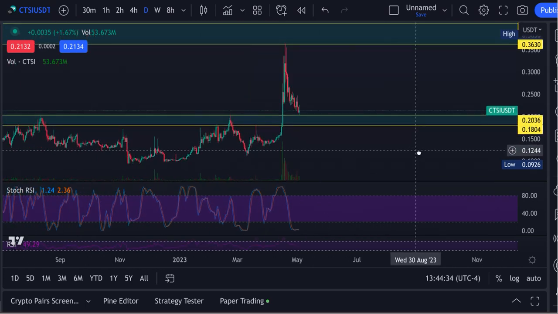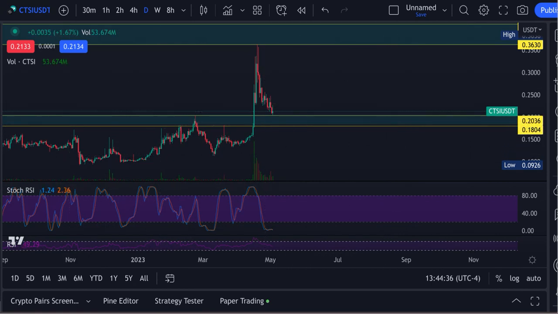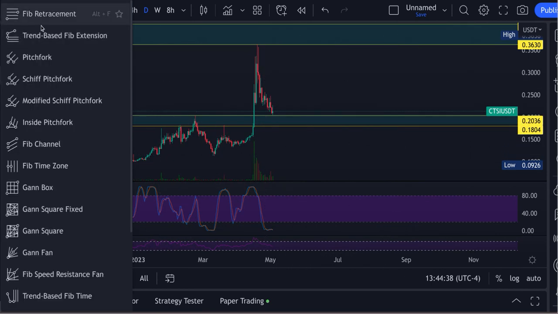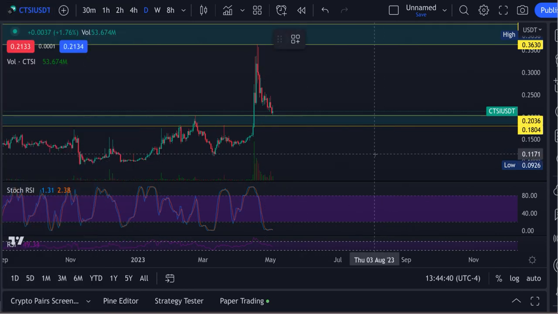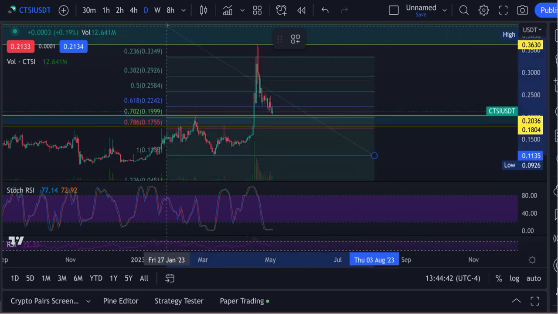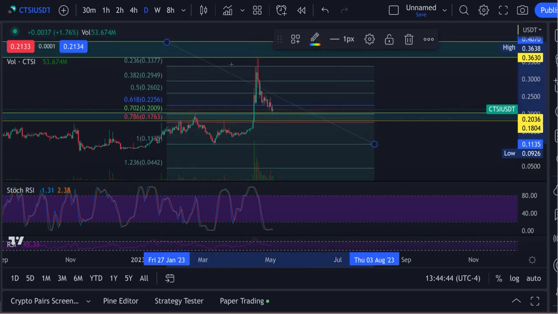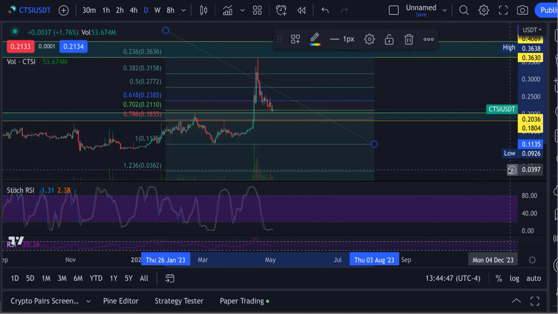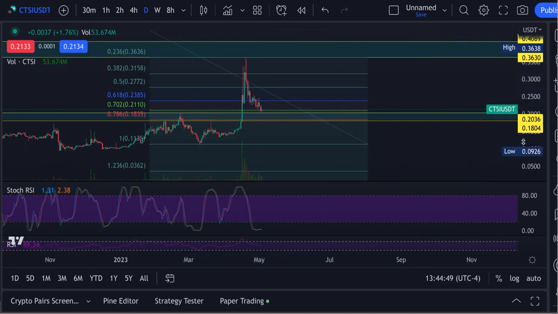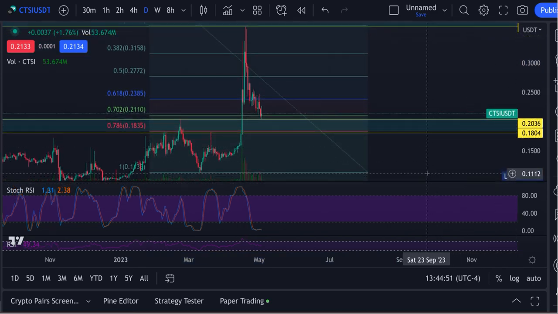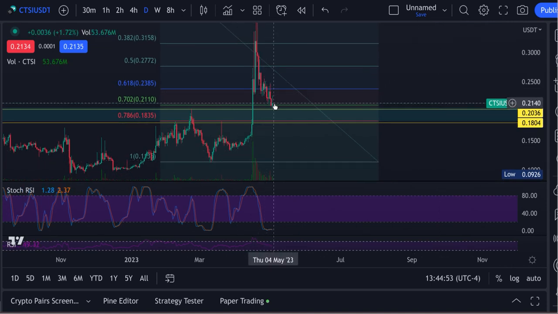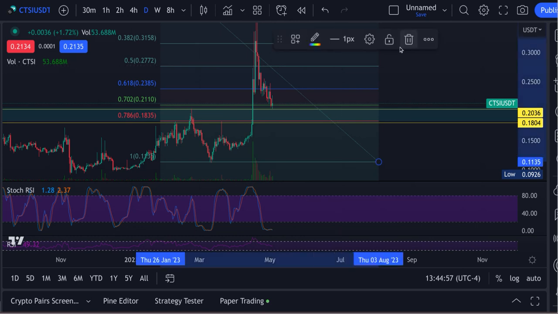All right, if we throw Fibonacci on Cartesi, let's see how far of a pullback we've had here. Go from the low to the high. Sorry about that, we've got to fit it on there. There we go. We were right down in the 786. Well, I'm sorry, right at a 702 Fibonacci area. Perfect area to get a bounce out of this thing.